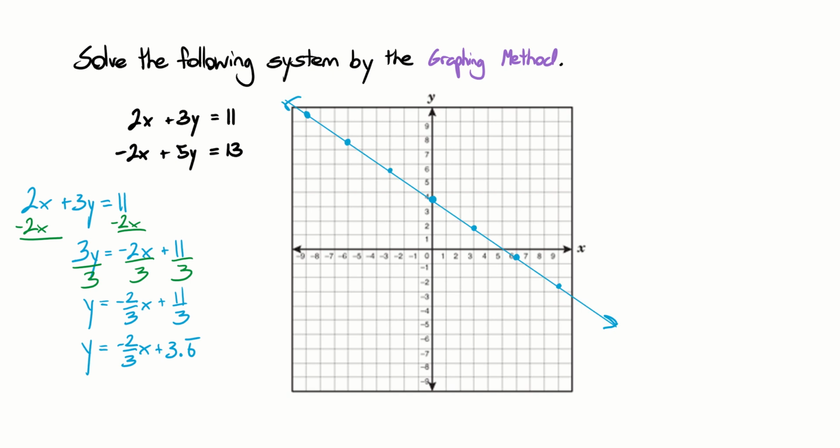And because that 3.6 repeating is not a perfect integer, I had to kind of estimate where that y-intercept was. So I kind of put it between 3 and 4 as best as possible, just slightly closer to 4 than it is closer to 3. Made my slope negative 2/3, and I got it.